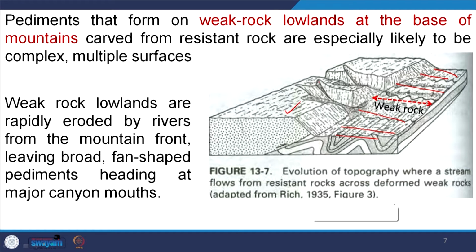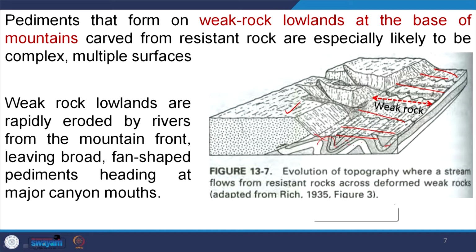How? Pediments that form on weak rock lowlands at the base of a mountain carved from resistant rock are especially likely to be complex, multiple surfaces. Why are there multiple surfaces? For example, suppose this part is composed of soft rocks, and not only one rock, it is a variety of rocks.